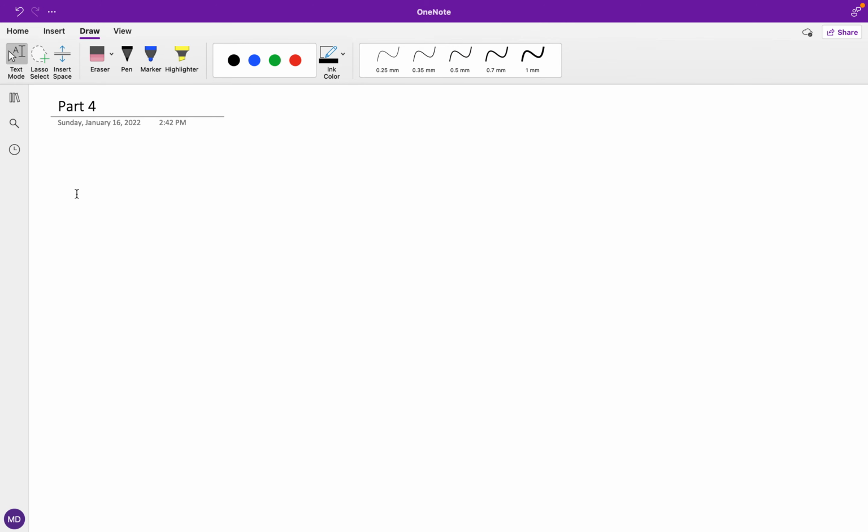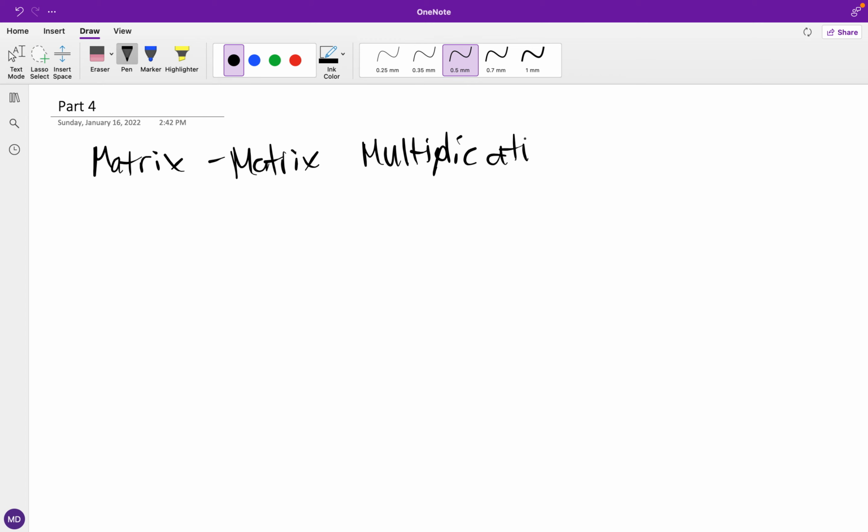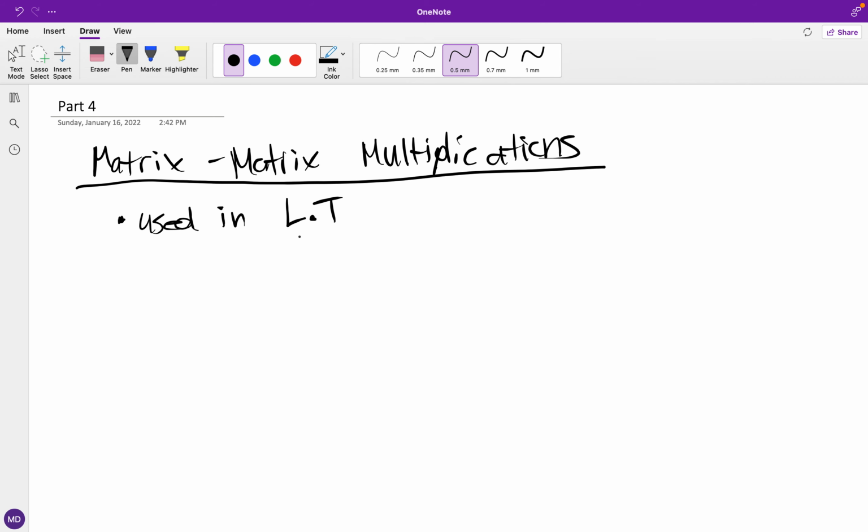So today I'm going to talk about some matrix multiplication and matrix inverses. In order to actually get an appreciation for matrix multiplication and inverses, we should understand them both in terms of linear transformations, which is, after all, basically why they're developed. So let's start with matrix multiplication. Okay, so as I said, this is used in linear transformations a lot.